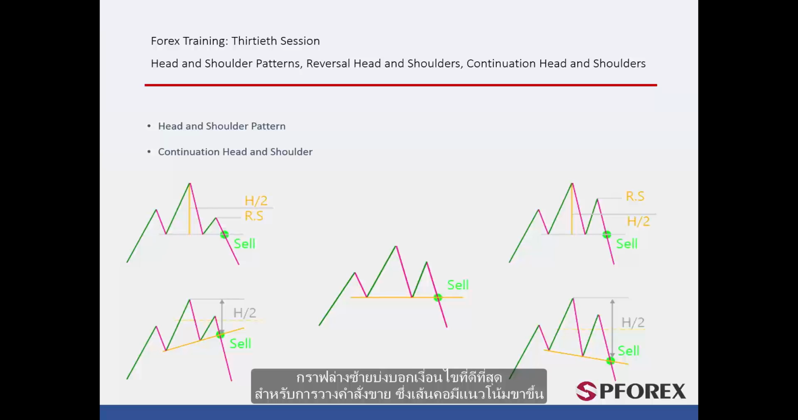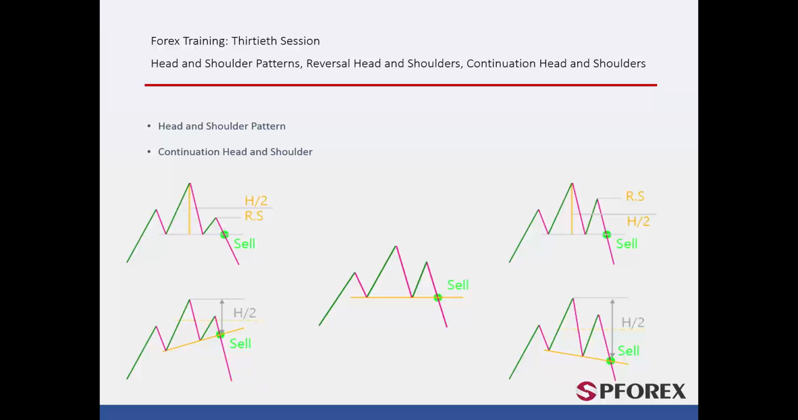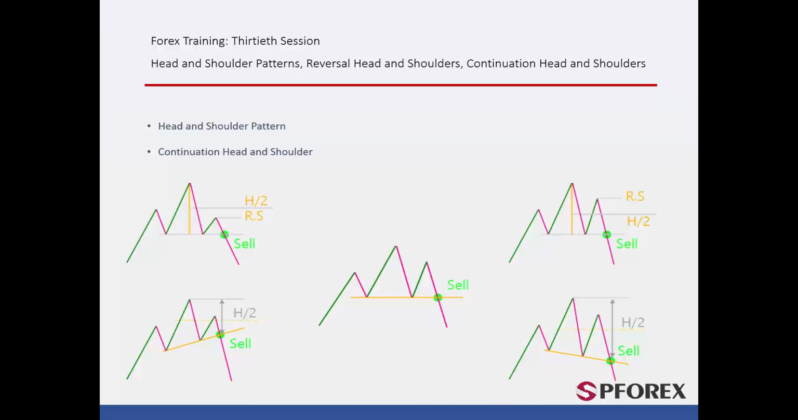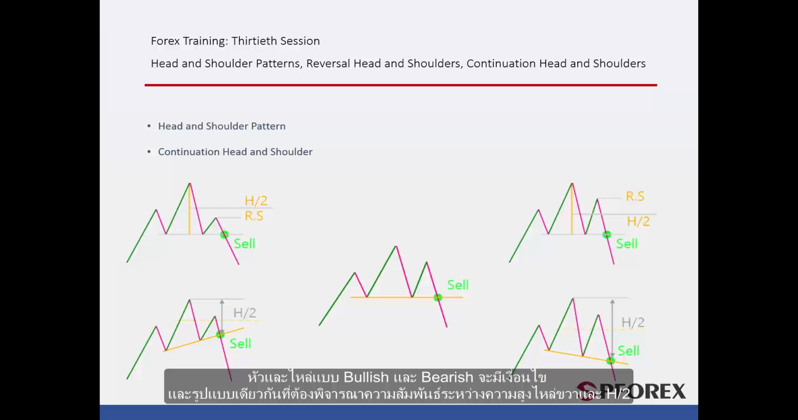The left bottom graph indicates the best condition for a trader to place a sell order, in which neckline has an upward trend. The right bottom graph illustrates the worst condition for a trader to place a sell order, in which neckline has a downward trend. Bullish and bearish head and shoulder patterns have the same conditions and manner, considering the relationship between right shoulder height and H2.